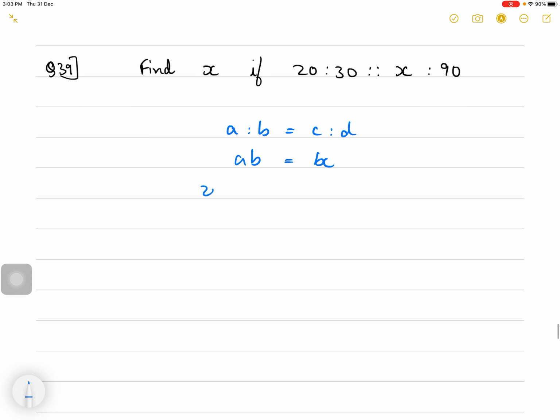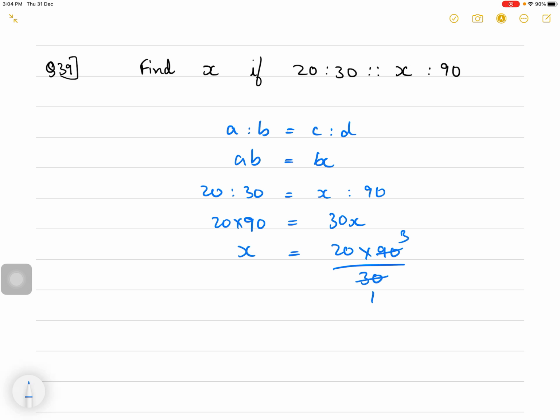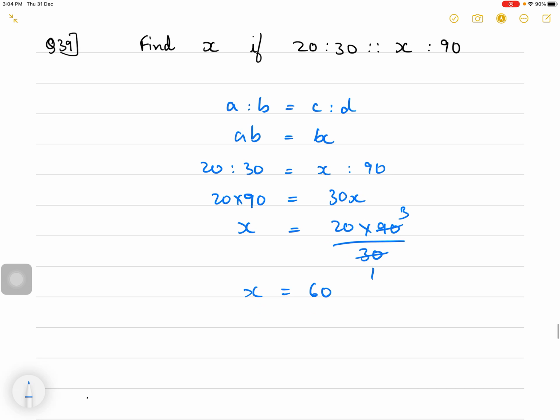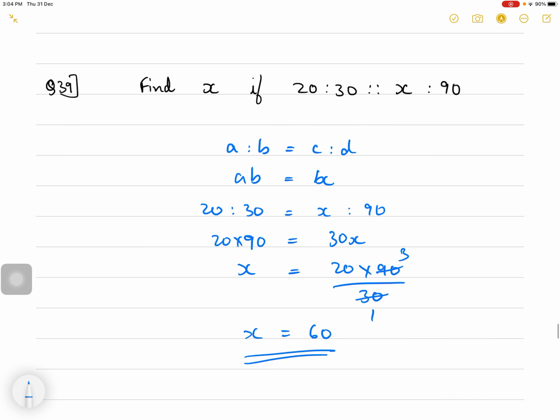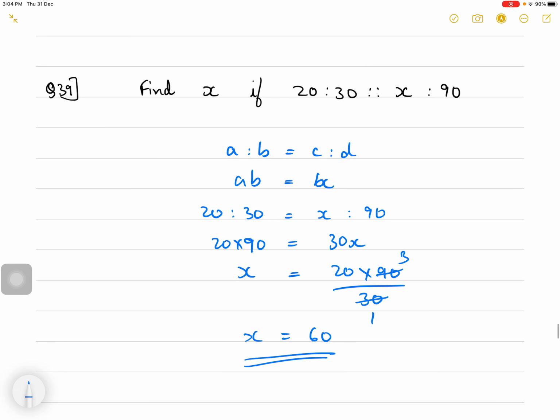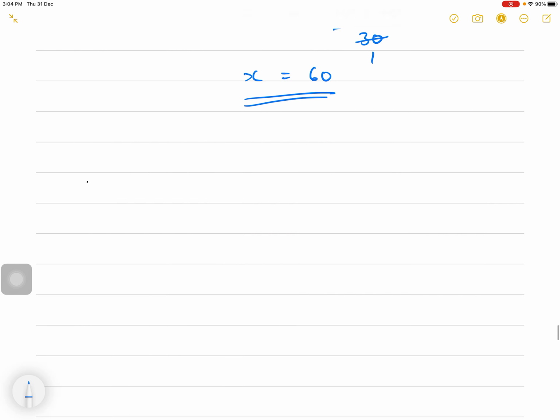So similarly, 20 is to 30 is equal to x is to 90. So 20 into 90 is equal to 30x. So x is equal to 20 into 90 divided by 30. So x is equal to 60. You were asked to find x and you have found x is equal to 60. Okay. Let's see the next question.